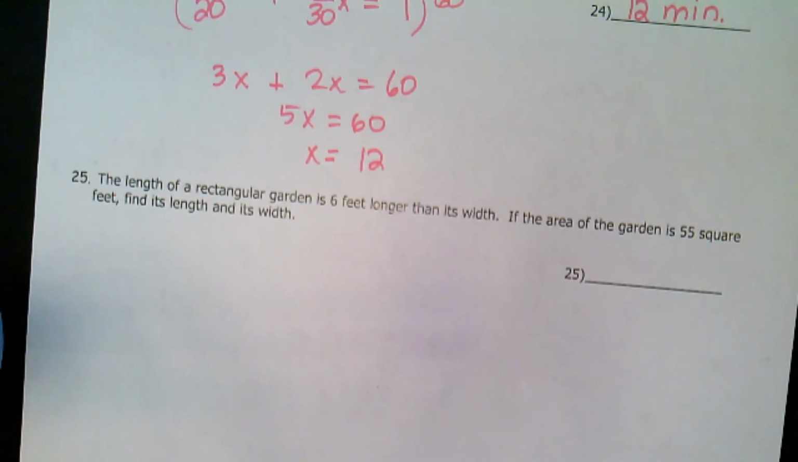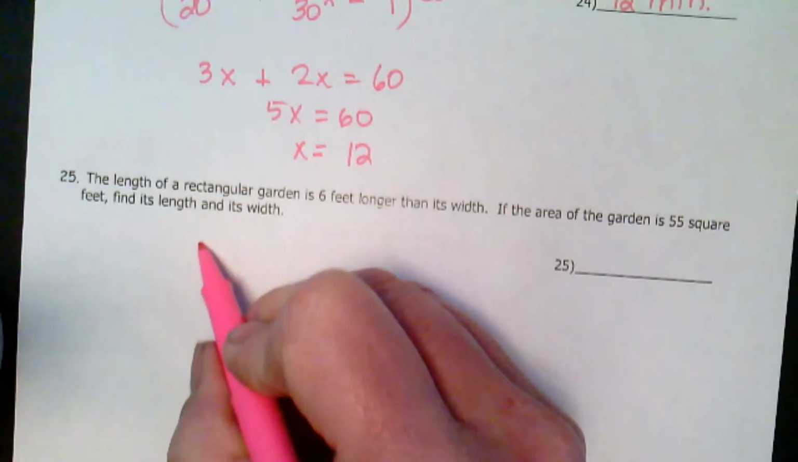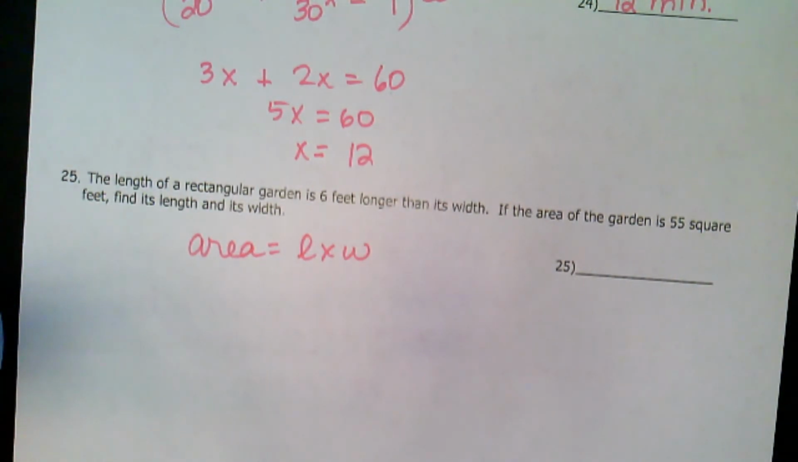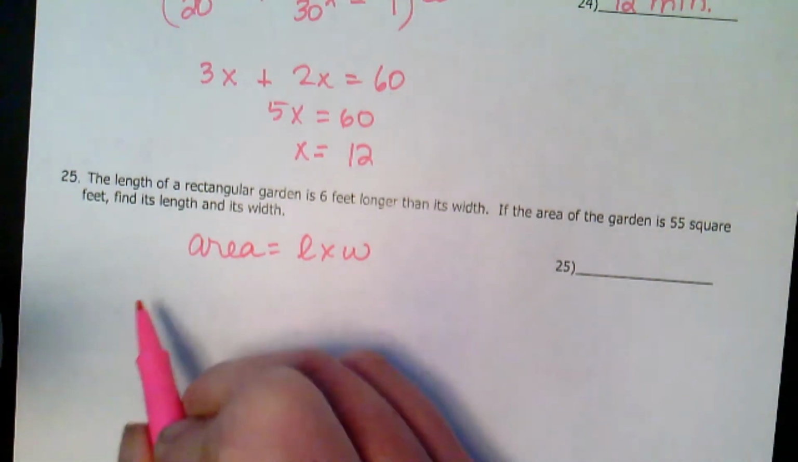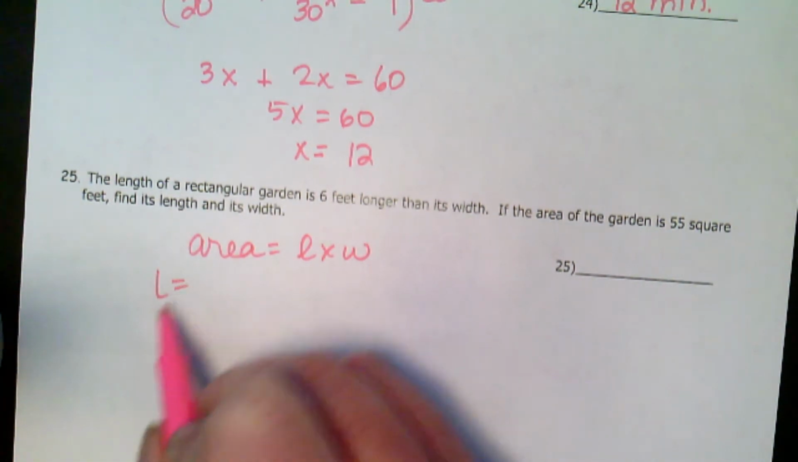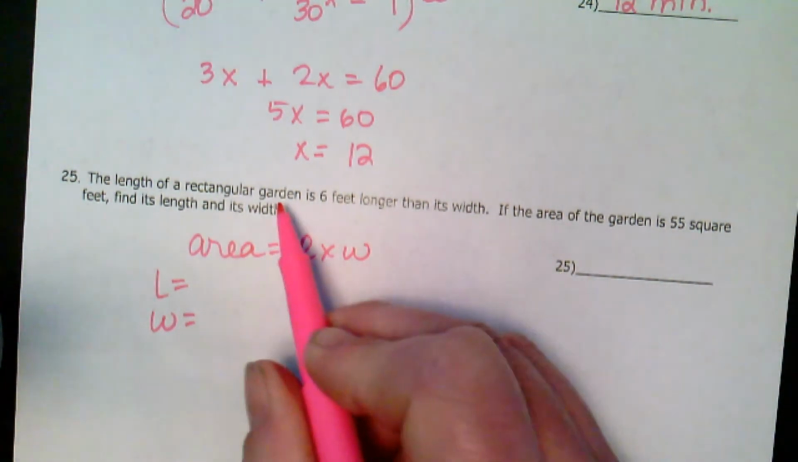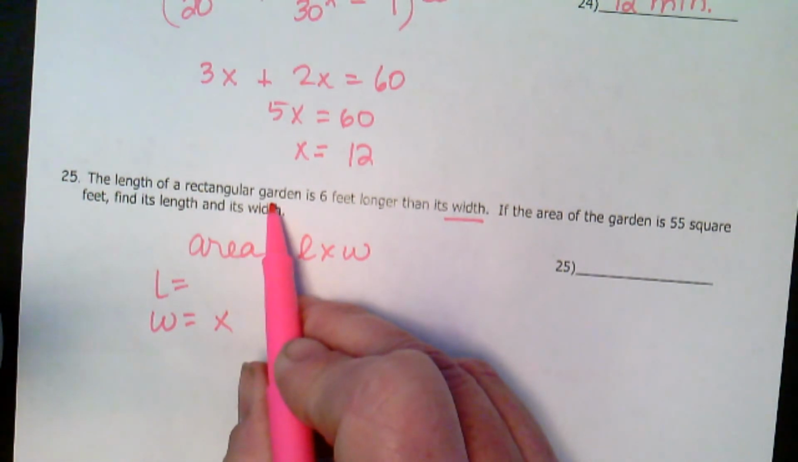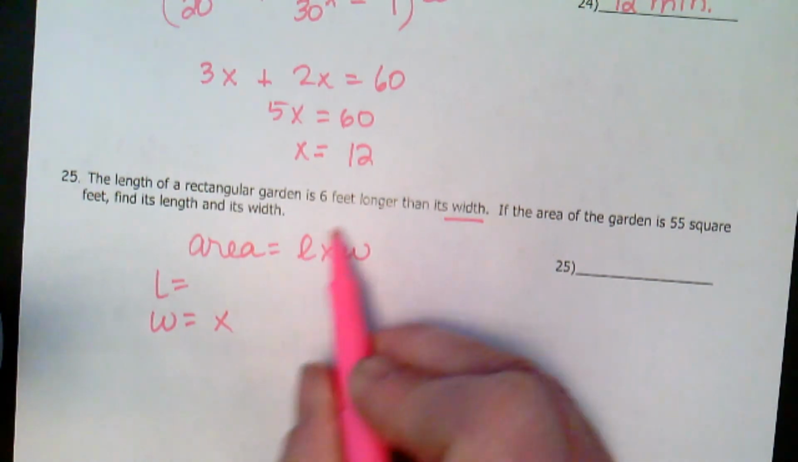And last, the length of a rectangular garden is 6 feet longer than its width. If the area of the garden is 55 square feet, find its length and width. So if you remember, area is length times width. We want to write this in terms of x. So we have length and width that we have to define. Usually what they say last is your x. And then it says our length is 6 feet longer.